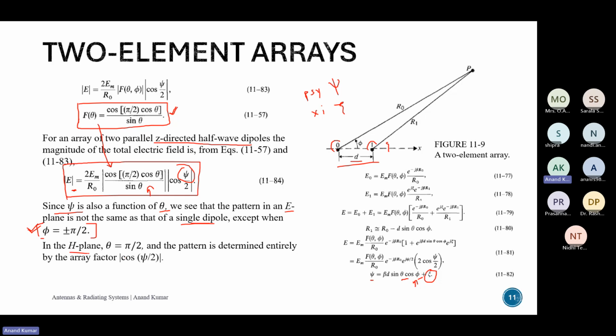And for the H plane, that is theta equal to pi by 2, the pattern is determined entirely by the array factor over here. If you put theta as pi by 2 over here, this psi will become beta d cos phi plus xi. So based on the theta and phi value, it won't match the pattern function of a single dipole. The pattern function for a single dipole is not the same as that of the array.